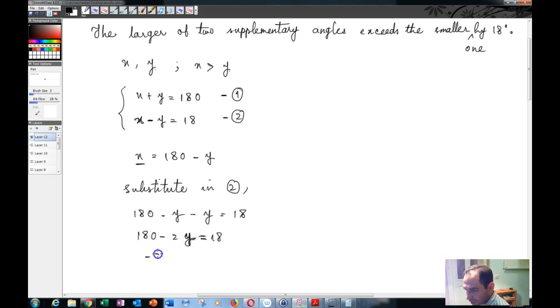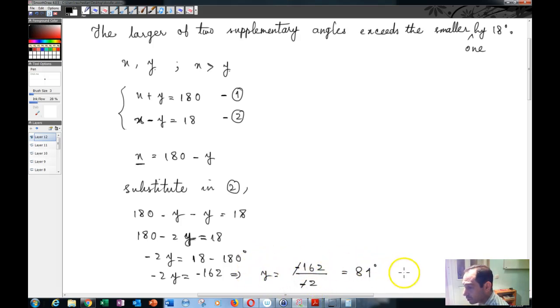And so negative 2y is equal to 18 minus 180. So 18 minus 180 would be negative 162, that's negative 2y. So that means that y is equal to negative 162 divided by negative 2. These two negatives will cancel out, and then you have 81 degrees. So y is equal to 81 degrees.